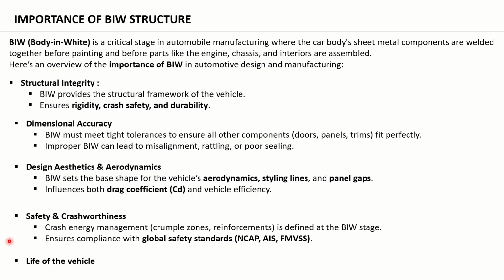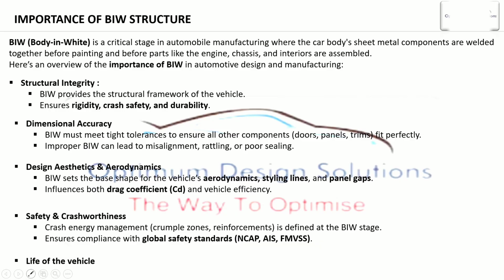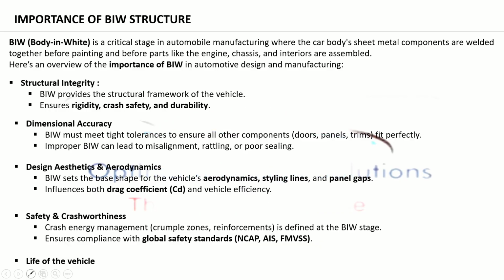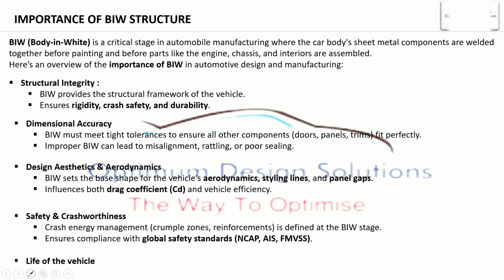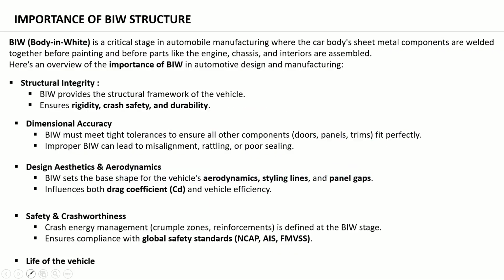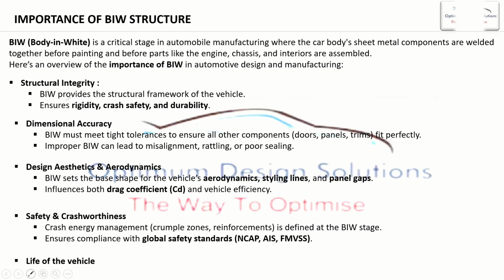Next is safety and crashworthiness. Nowadays, the whole automobile industry is focusing on building safer vehicles. Now we can see vehicles of Tata Motors and other OEMs achieving the 5-star NCAP rating. This can be achieved only by strengthening the BIW. So design and all the considerations in the body structure are most important. Also, the life of the vehicle or car is completely based on the BIW structure and its quality.